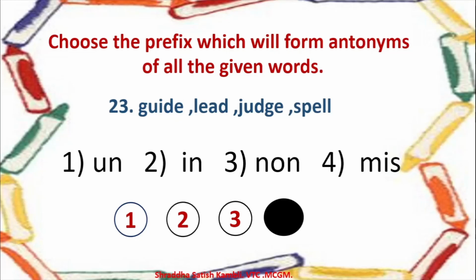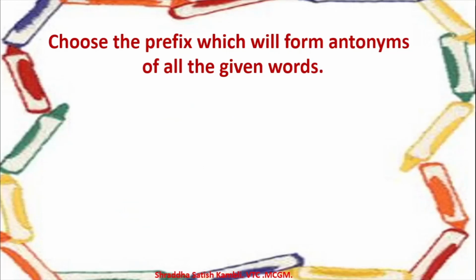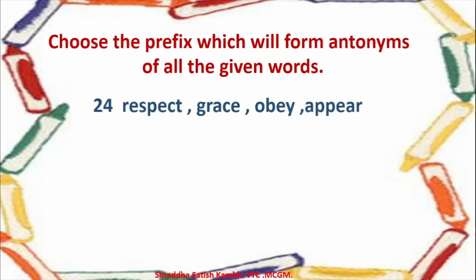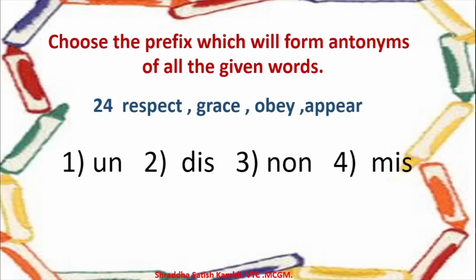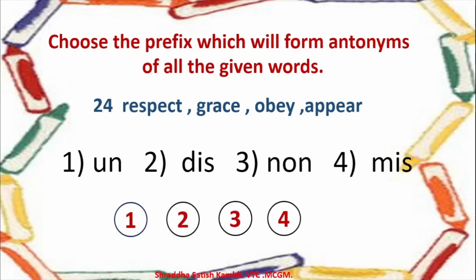Okay? And coming to the last example in this long lesson that we had. Respect, grace, obey, appear. What are the options? Un, dis, non, miss again. So which is the correct answer? It is answer number 2. So you have disrespect, disgrace, disobey, and disappear as the antonyms.